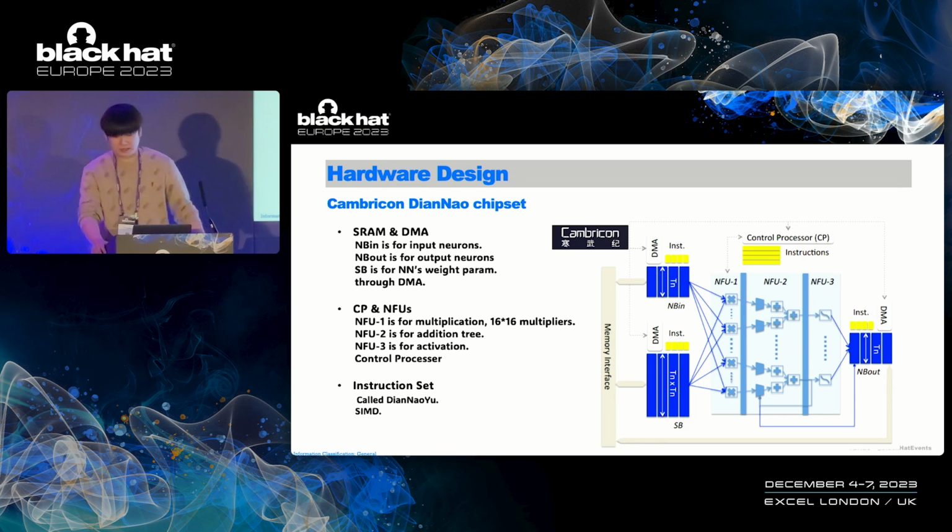Here is a brief architecture of the Qualcomm NPU. It's a very typical NPU design. The blue fields are SRAMs. They are mainly for saving the input, output, and weight data. They all communicate with main RAM through DMA. And it has one control processor and 3 NPUs for doing the parallelized computation. It also has a unique instruction set. It's SIMD, so one instruction can complete the processing of a group of neurons.